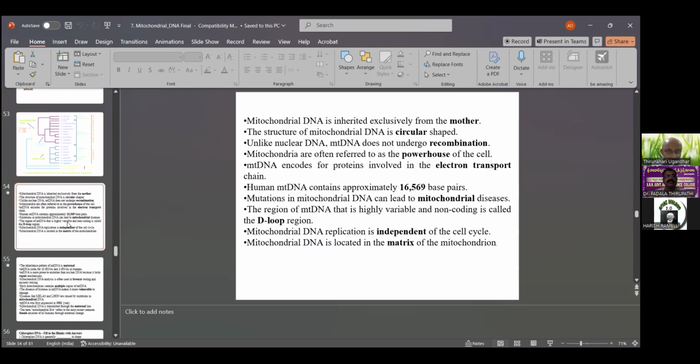Here there are also important steps for preparation of the gel. Then mitochondrial DNA is inherited exclusively from the mother, maternally. That is important. The structure of the mitochondrial DNA is circular. Chloroplast DNA is also circular; both are circular.